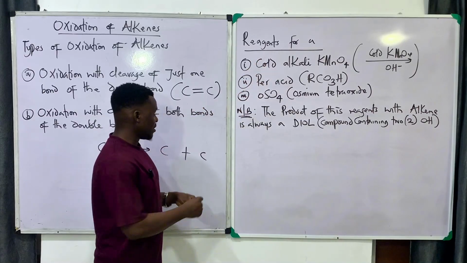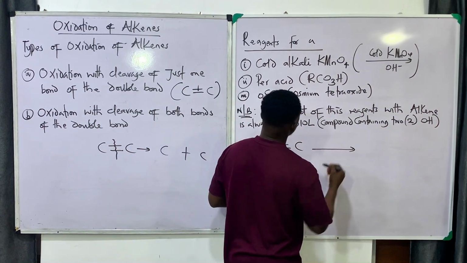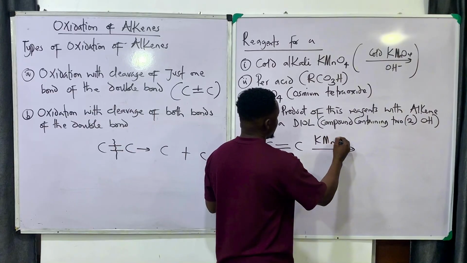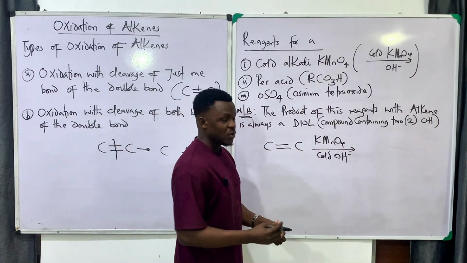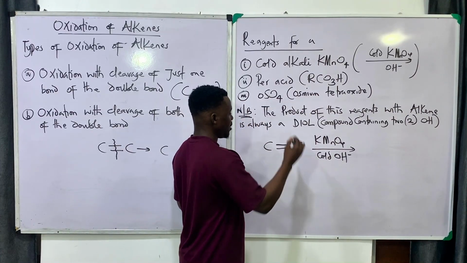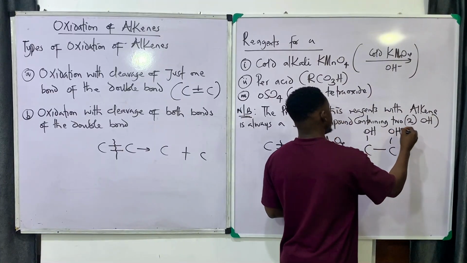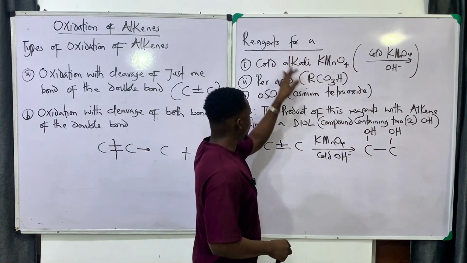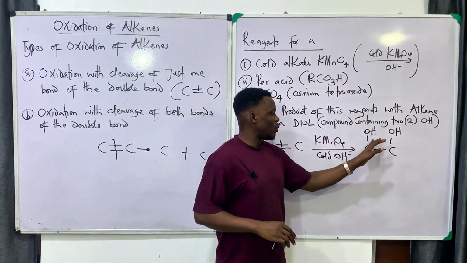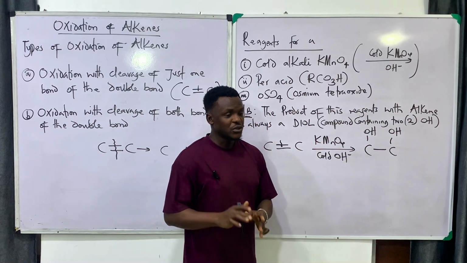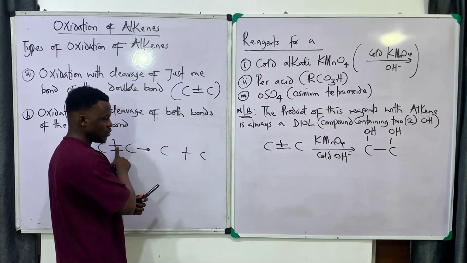So any of these 3 reacting with an alkene will break this bond. If I have, for example, alkaline KMnO4, one of the bonds will break, and then we have something like this. I'm just giving an example. All 3 of them will always give a diol, but the only difference is that some will give OH on the same side, while others will give OH on opposite sides. We're going to look at that in detail, but just know that any of these 3 will give us a diol. Now let's look at the reagents that will break both bonds at once.